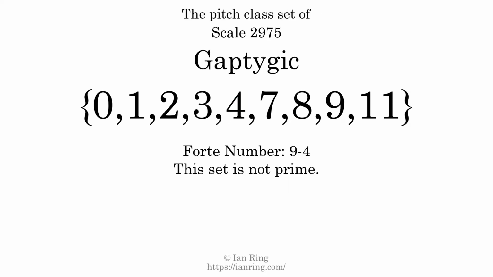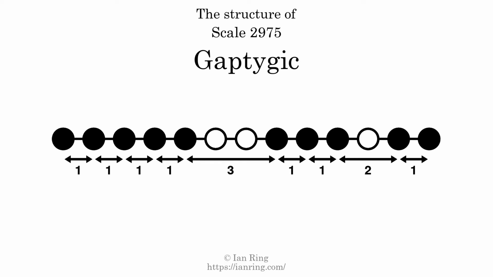The pitch class set for this scale is 0, 1, 2, 3, 4, 7, 8, 9, 11. The forte class is 9-4. This set is not prime. The structure of a scale is a description of the interval distance between each successive tone. This scale has a structure of 1-1-1-1-3-1-1-2-1.